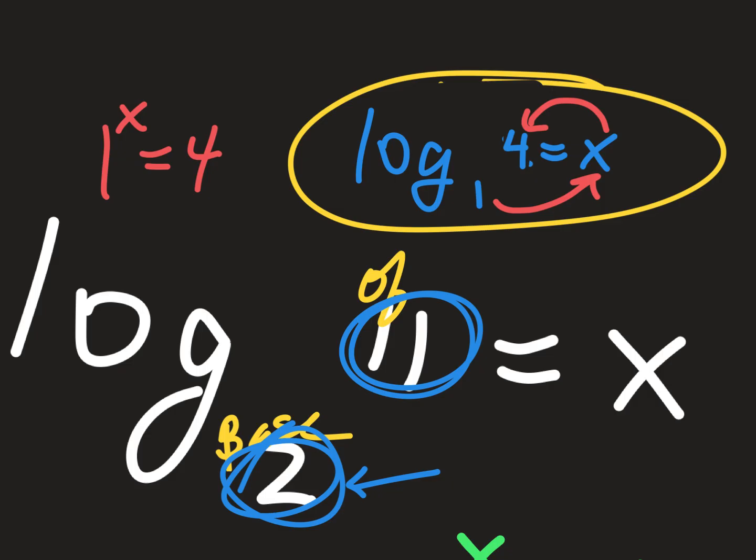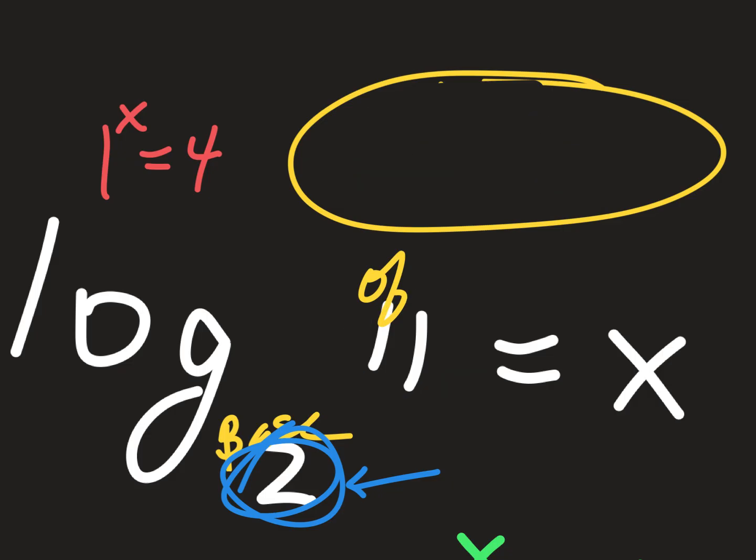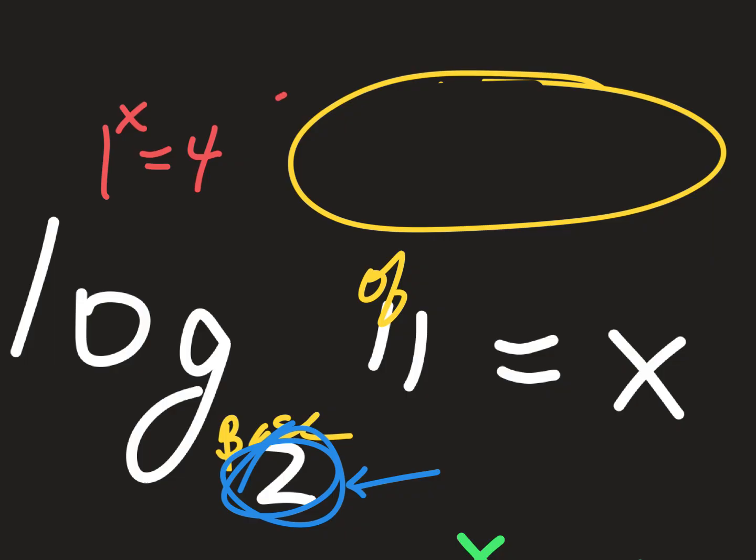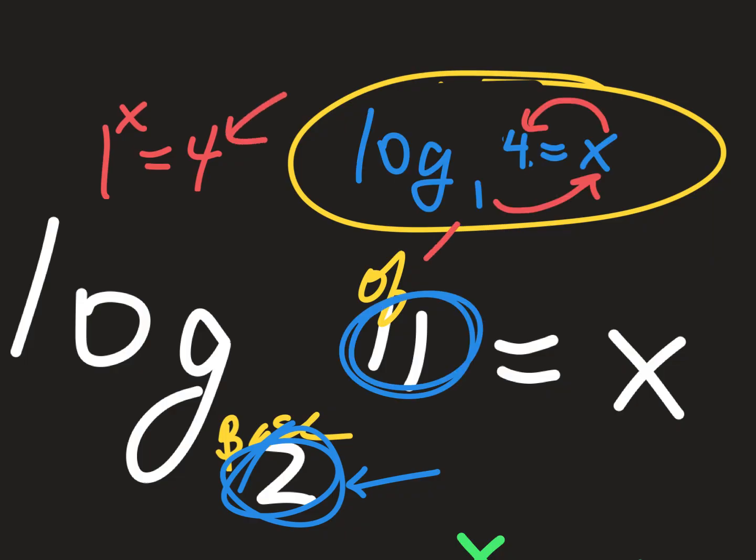Because guess what 1 to the anything is? 1. You might be like, what about 1 to the 0? Still 1. How about 1 to the negative 1? That means flip it. It's still 1. How about 1 to the third? It's still 1. How about that 1/3 root of 1? It's 1. It's always 1. So there's no way it could be 4. That's why you can't have a 1 base.